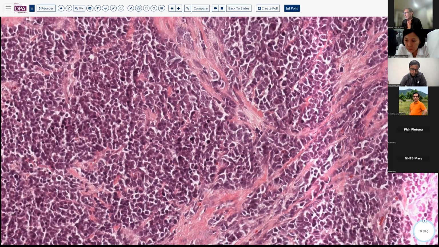We have nice nuclear molding and a little bit of packeting here, but there's a very high mitotic rate, a very high N/C ratio. So this is a high-grade neuroendocrine carcinoma, almost essentially a small cell carcinoma of neuroendocrine type that's occurring in the pancreas.